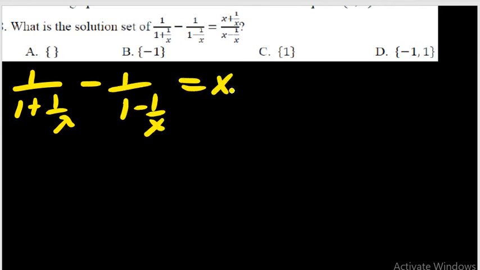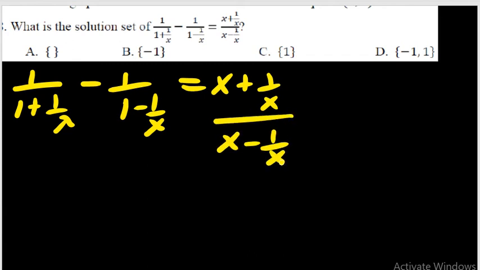It says 1 over 1 plus 1 over x minus 1 over 1 minus 1 over x is equal to x plus 1 over x, the whole over x minus 1 over x. You need to do them by the crisscross process. First, do the denominator part. This denominator must be done. This denominator also must be done. And here the denominator and also the numerator must be done.